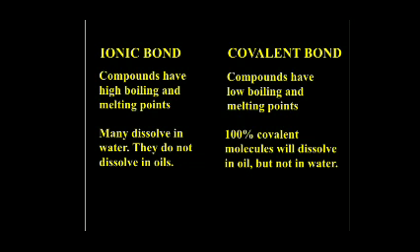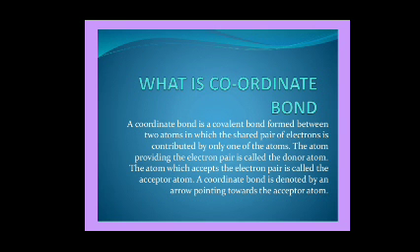The reactions in ionic compounds are very fast. The reactions in covalent compounds are slow reactions. These are differences between ionic and covalent compounds. Now, coordinate covalent bond. What is a coordinate covalent bond?